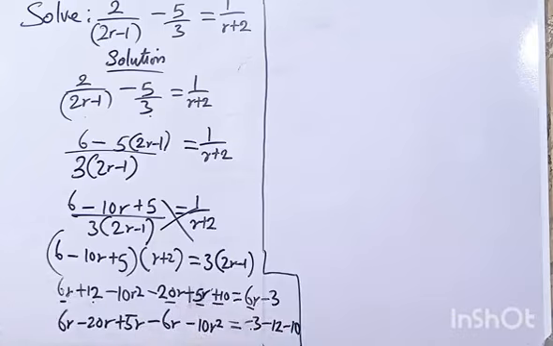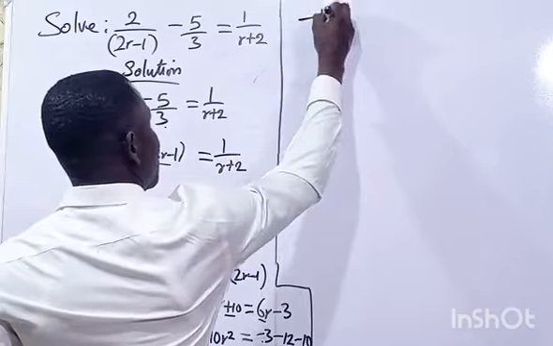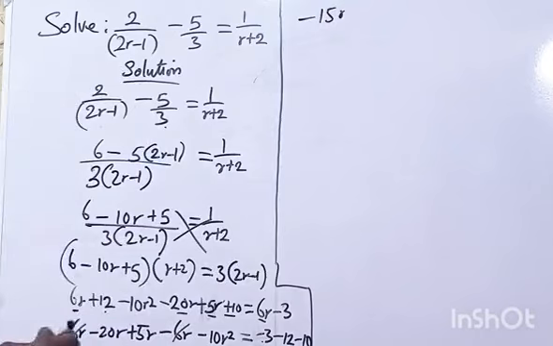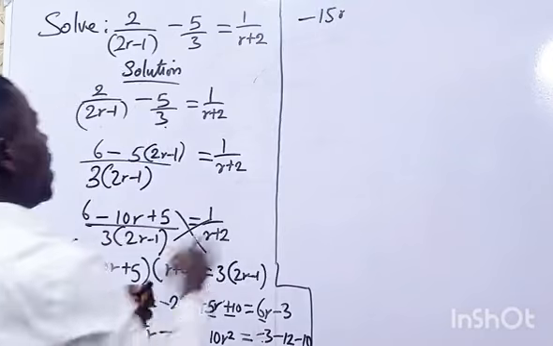The next thing we do is to simplify here further. You already know that plus 6x minus 6x will cancel out. So here we now have minus 20x plus 5x. Of course, you know this will give us minus 15x. Minus 15x. Then here we have minus 10x squared.